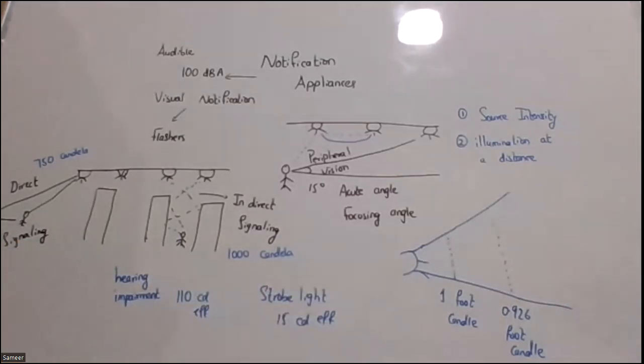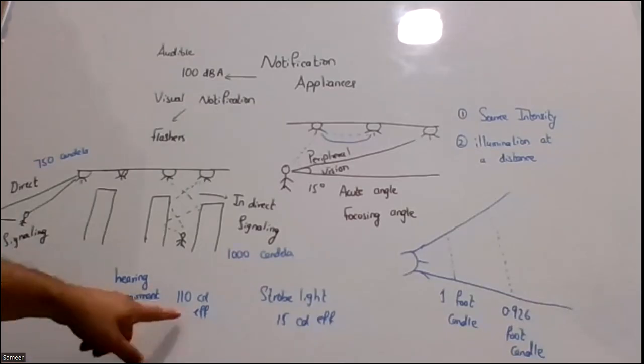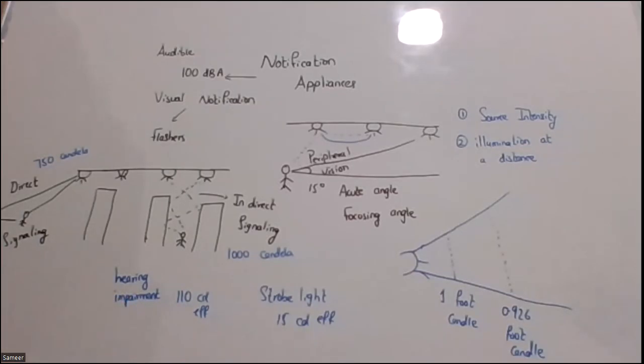Just to keep as a reference, for a 20 square feet room, a 15 candela effective strobe light is enough for me. But for people who are hearing impaired, where the visual signal is the only one that can provide a signal, like non-sleeping areas, the visual notification or strobe light can have an intensity of 110 candela effective. 110 candela effective is the unit indicating that the intensity is enough for the human eyes to identify it as a threat. That is the effectiveness of candela.